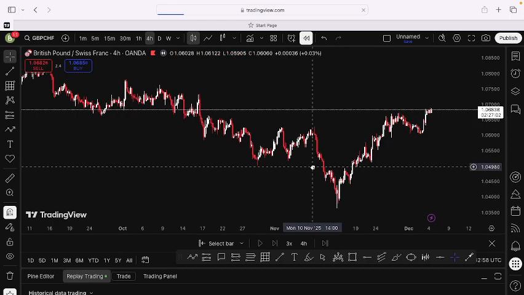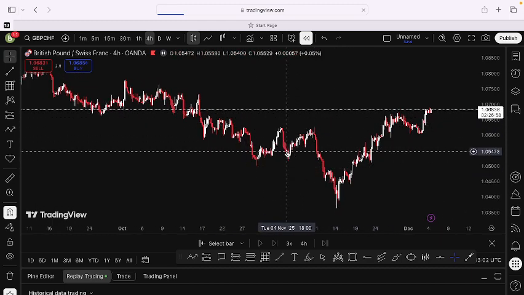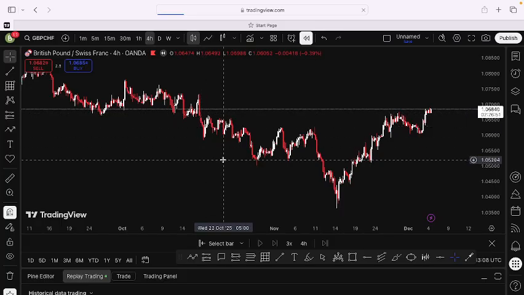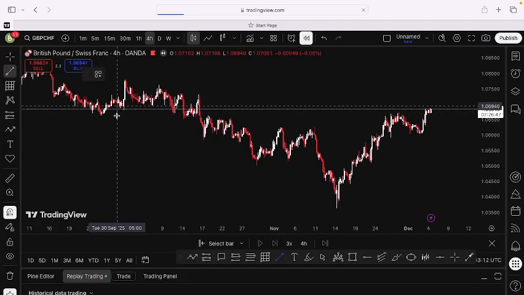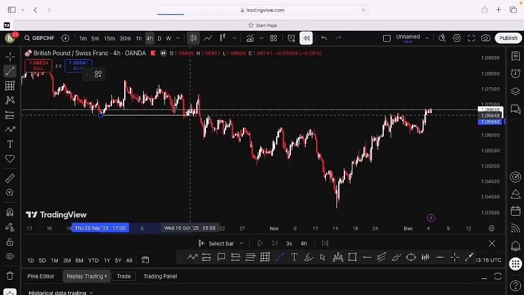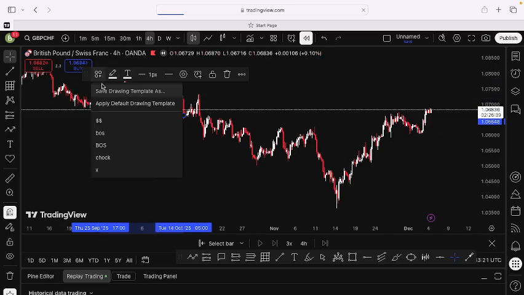So as you can see right here, we have the structure on GBPCHF. As you can see, the market was pulling to the downside. So as it was pulling to the downside, what I can notice is that we left some areas of imbalance. So if we just use this area here, you can obviously see that this is a break of structure. I'm not gonna use the high time frame. So we had a break of structure right there.